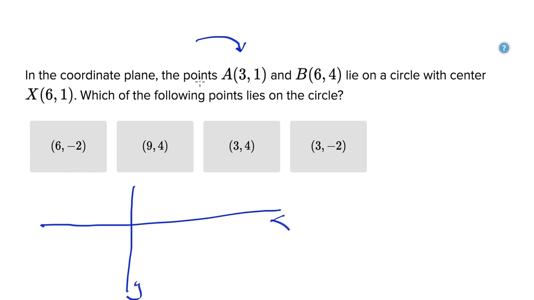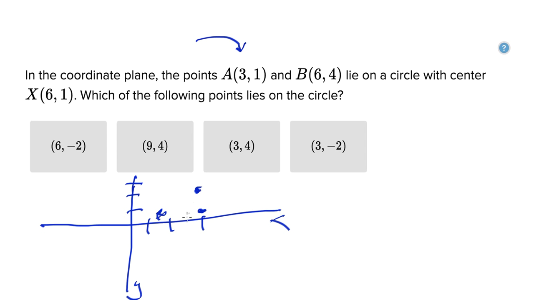So we've got points (3, 1) and (6, 4) lie on a circle. The center is (6, 1). So let's figure out where the center would be first. I'm just going to say this here is 2, 4, 6, and then this on the y-axis 2, 4, 6, and what we end up having is that (6, 1) right over here would be the center of the circle. Of course, the given points (3, 1) are there, and point (6, 4) would be there as well.